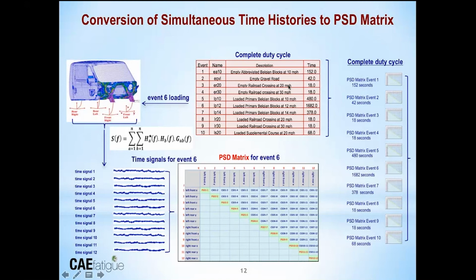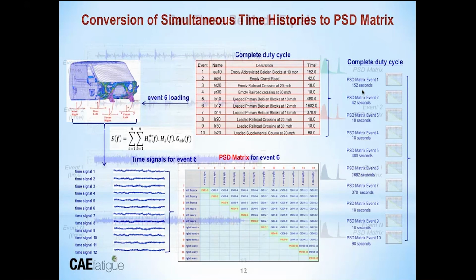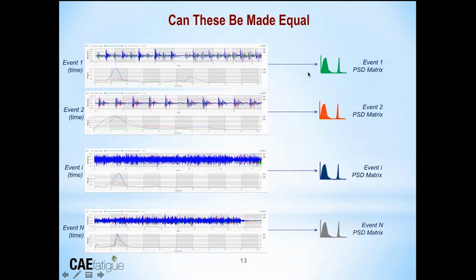And it's done per event. The original time-based duty cycle had 10 events, so the PSD matrix form of the duty cycle also has to have 10 events. And each of those events has to have the duration. That's very important. Handling the durations is a key part of the frequency domain duty cycle as well as the time-based duty cycle. So we can make those equivalent. That means we can take any number of events in time-based form and transform them into a frequency domain form in the form of a PSD matrix.